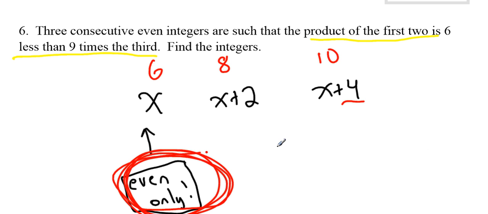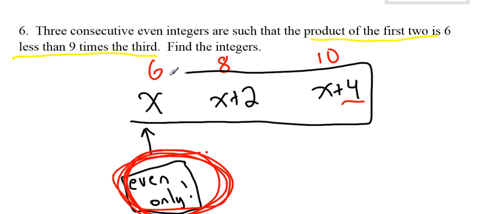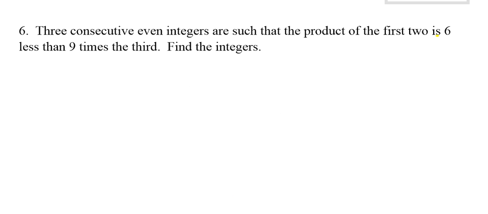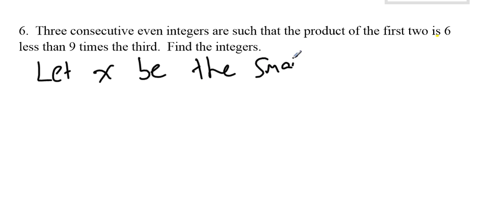Okay. So now that we know what even consecutive integers look like, let's go ahead and start writing a proper solution. And again, that starts with let x be, and for consecutive stuff, we always say the smallest integer.